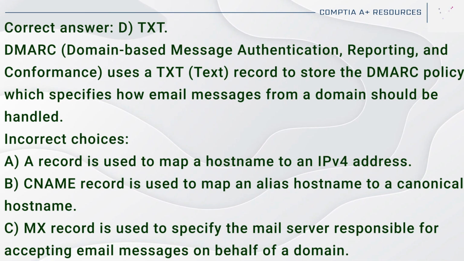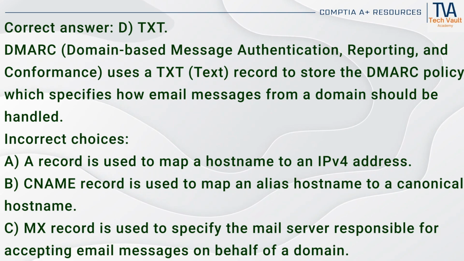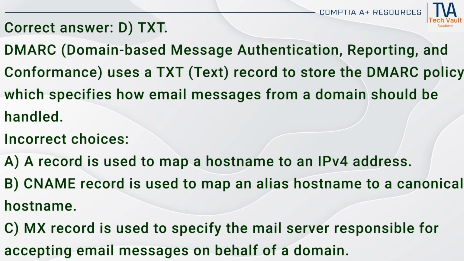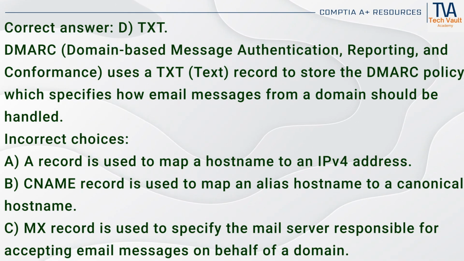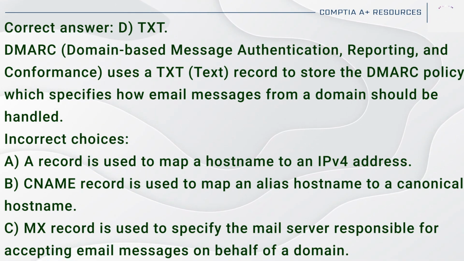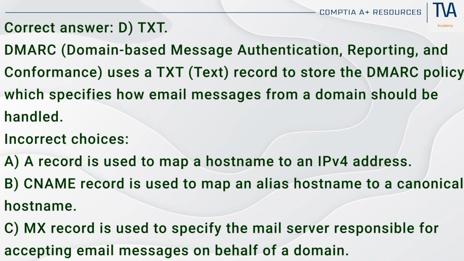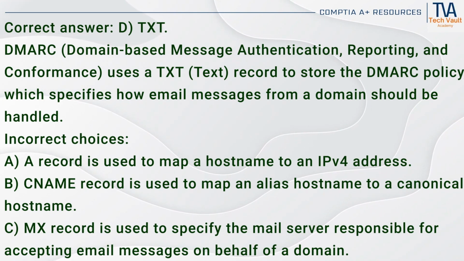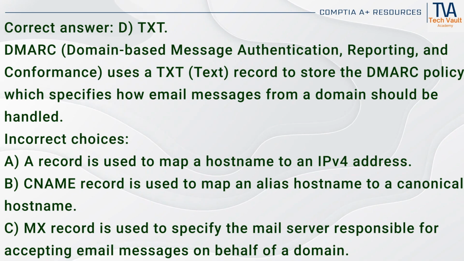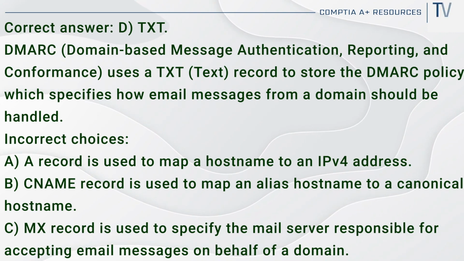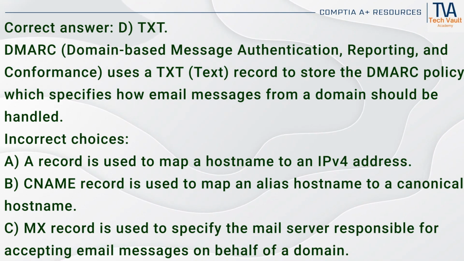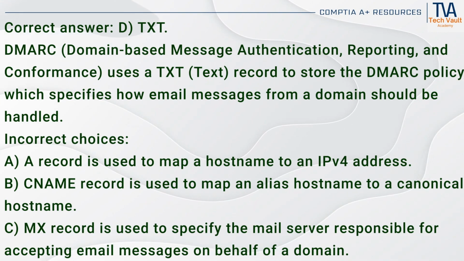Correct answer, D, TXT. DMARC, Domain-Based Message Authentication, Reporting, and Conformance, uses a TXT text record to store the DMARC policy, which specifies how email messages from a domain should be handled. Incorrect choices. A, A record is used to map a hostname to an IPv4 address. B, CNAME record is used to map an alias hostname to a canonical hostname. C, MX record is used to specify the mail server responsible for accepting email messages on behalf of a domain.